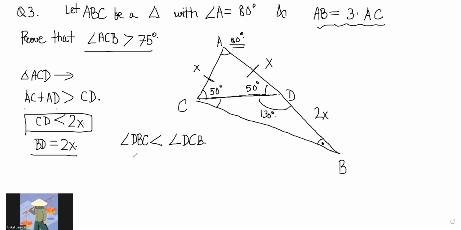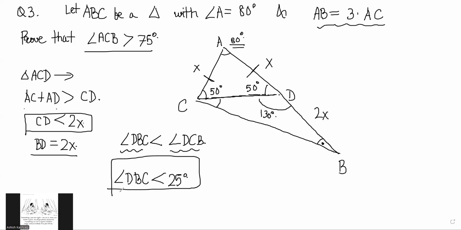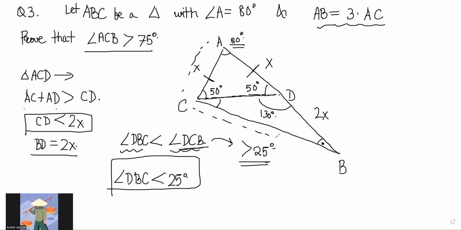And that means if we add the two angles, the sum is equal to 50 degrees. So one of them has to be less than 25, angle DBC is less than 25. Then angle DCB has to be greater than 25, so proof done. If this is greater than 25, the overall angle here is greater than 75.